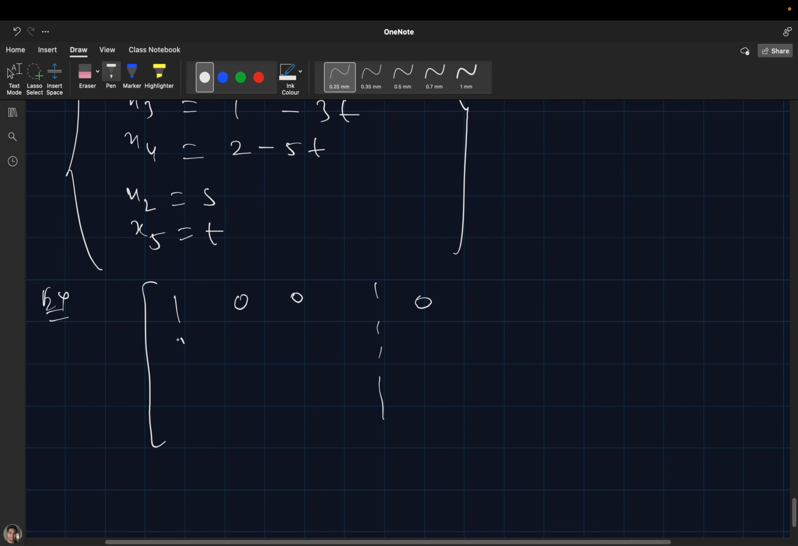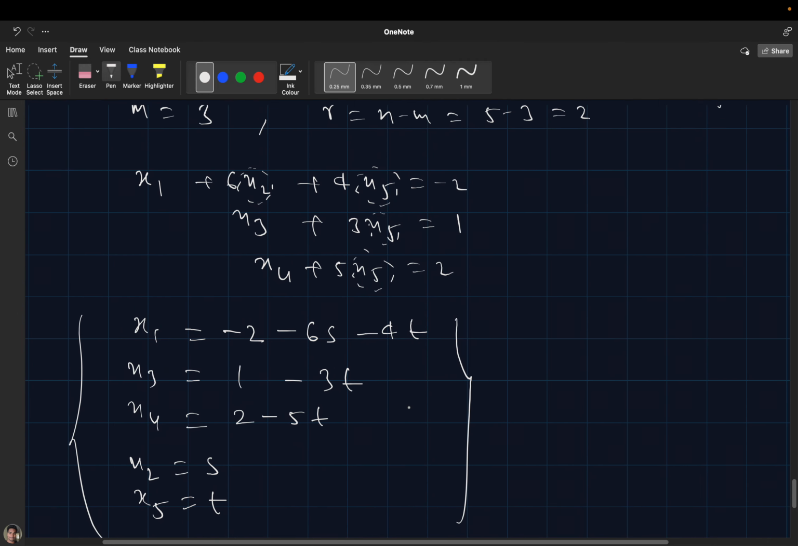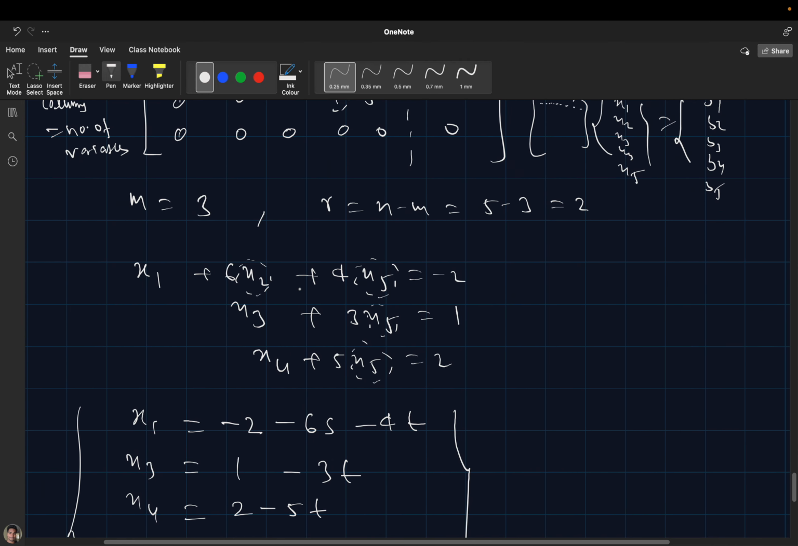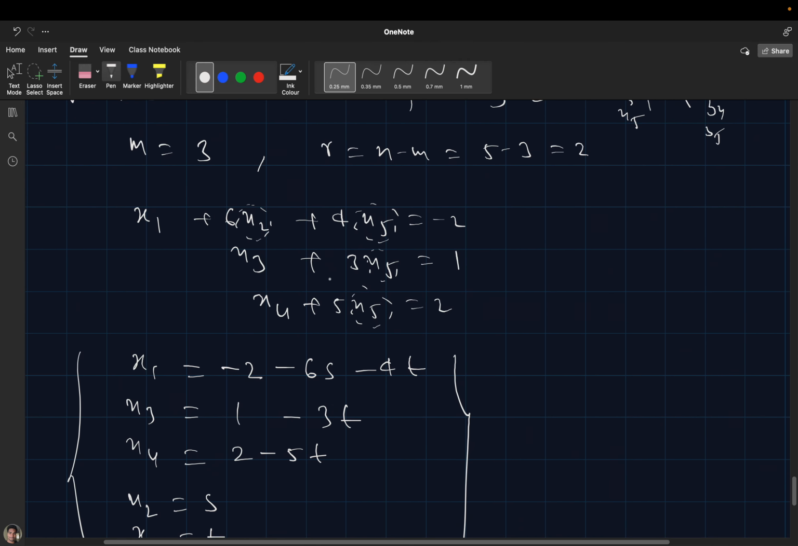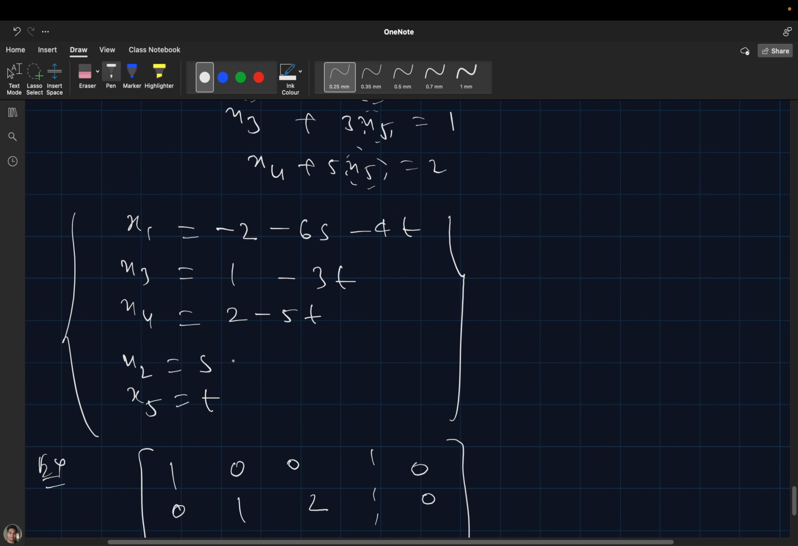Hello, sir. Sir, why are you taking x5 equal to t? Here, the free variables are x2 and x5. So that's why I took x2 as s and x5 equal to t, because these are the free variables.